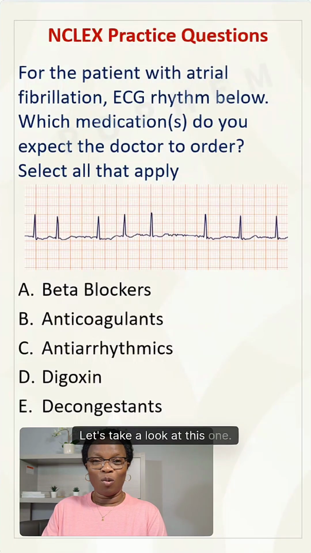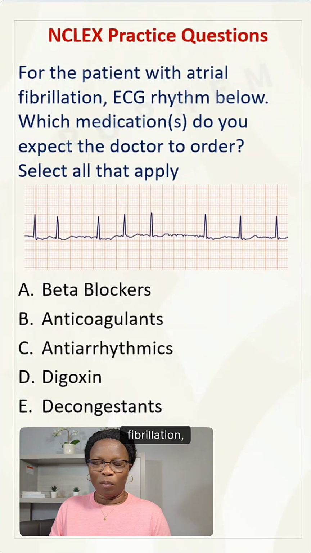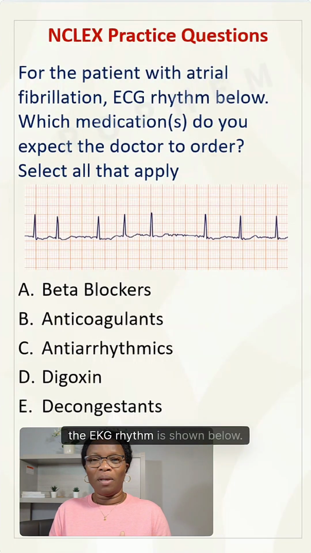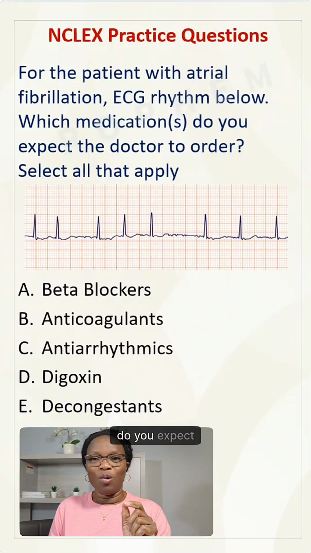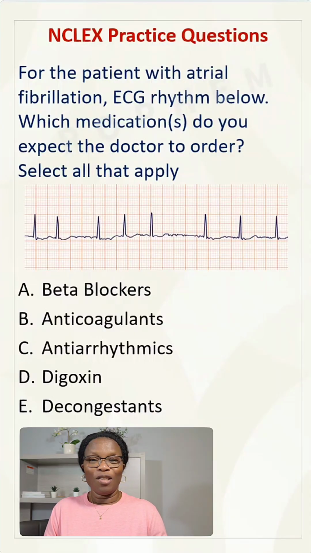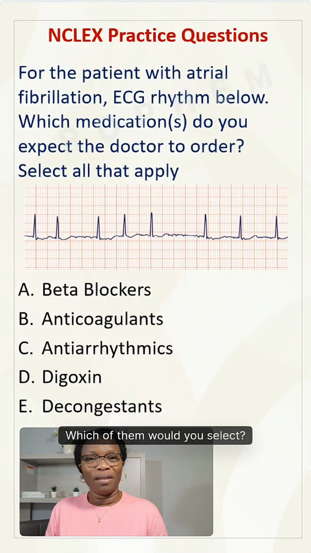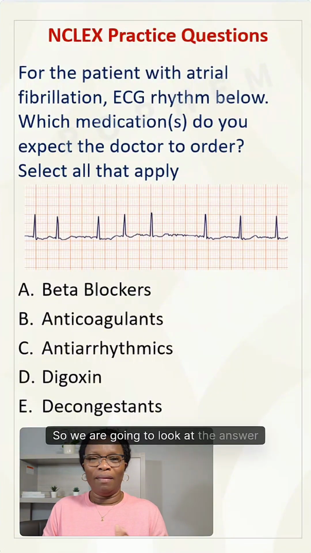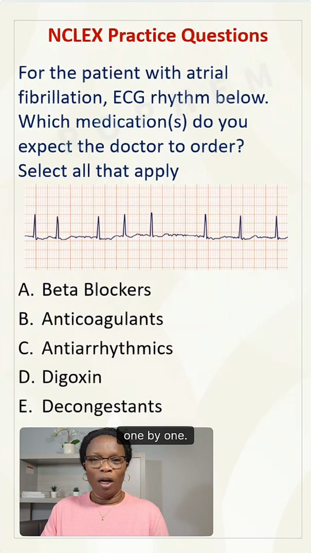Let's take a look at this one. For the patient with atrial fibrillation, the EKG rhythm is shown below. Which medication or medications do you expect the doctor to order? Select all that apply. So take a look at all the answer choices. Which of them would you select? So we are going to look at the answer choices one by one.